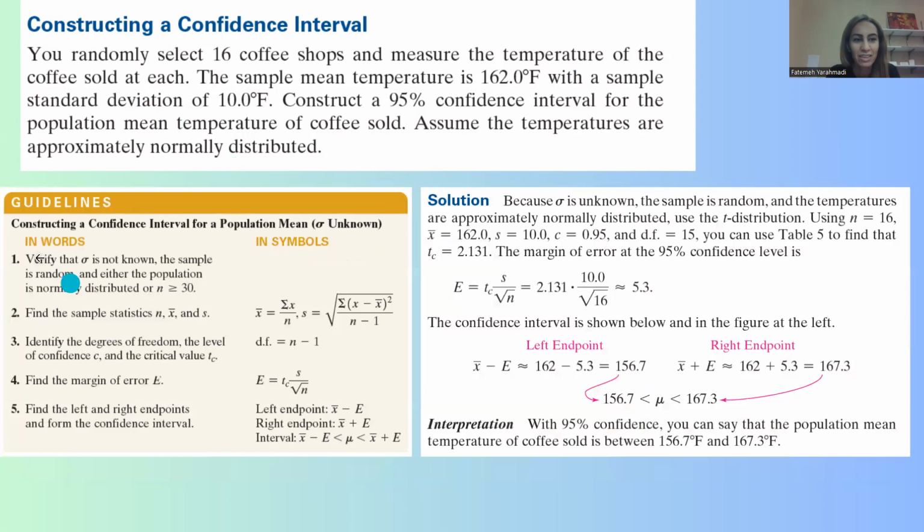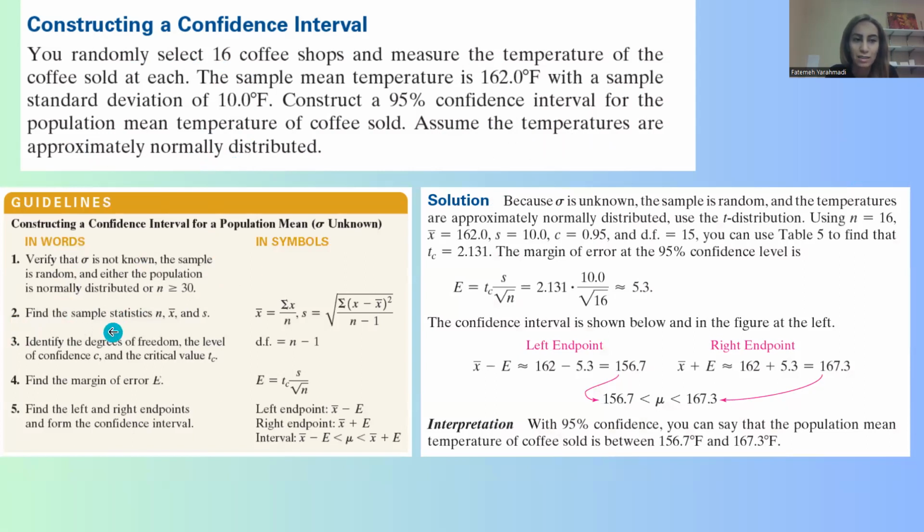Very good. Verify that sigma is not given. Of course, it's not given. We only see sample standard deviation, which is 10 degrees. The sample is random. Yes, we randomly selected 16 coffee shops. The population is normally distributed. Take a look at the last two lines. Assume the temperatures are approximately normally distributed. So we're good with the first step. We can jump into the second step.